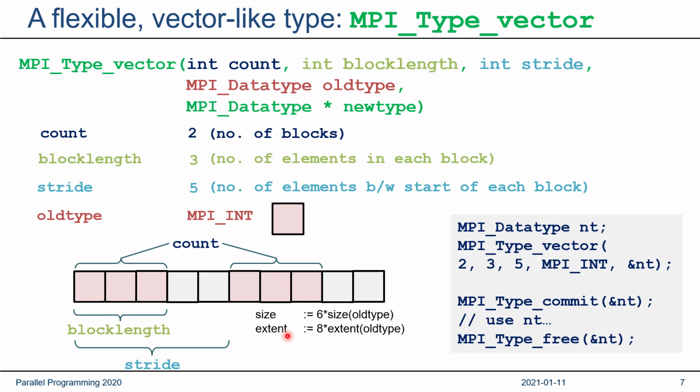The second parameter that characterizes the type is the extent. The extent is the distance from the first byte to the last byte of the type, including any gaps, and, at least by default, not including any gaps at the end. So in our case, it would be 8 because it comprises the 3 integers of the first block, the gap of 2, the integers of the second block, and then it ends here because the rest is just gaps. So the extent would be 8 times the extent of the old type, which would be 8 times 4, 32 bytes. We'll come to size and extent a little bit later again.